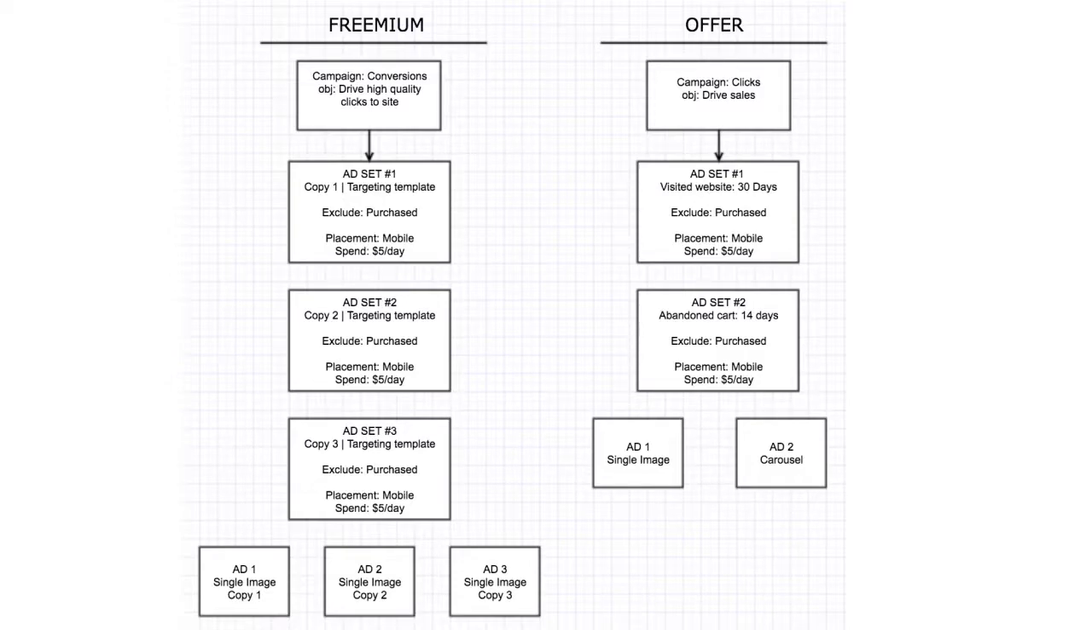And then at the bottom we have ad 1, 2, and 3, which are going to correlate with ad set 1, ad set 2, and ad set 3 respectively. And all we're doing is just testing those copies that we just discussed, okay?